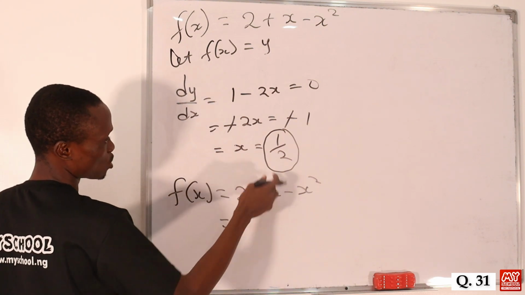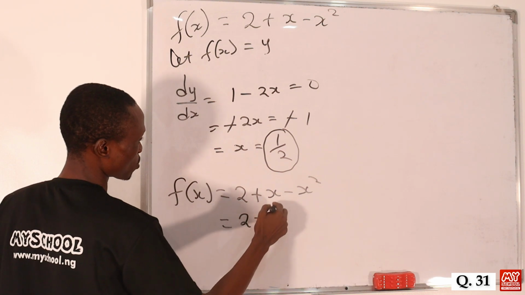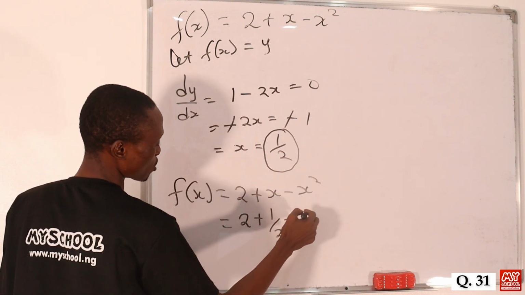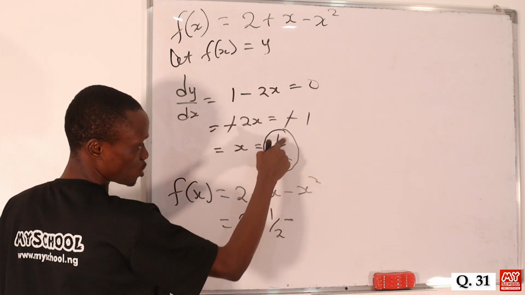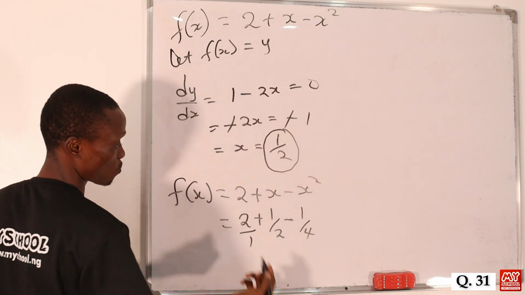So anywhere we see s, we are going to replace it with 1 over 2. So here we'll be having 2 plus 1 over 2, then minus, of course, our s here is squared. So if we square half, we are going to be having 1 over 4. Okay, so this is also over 1.